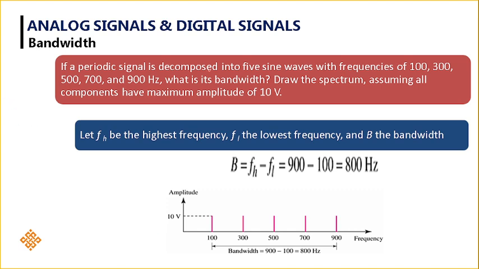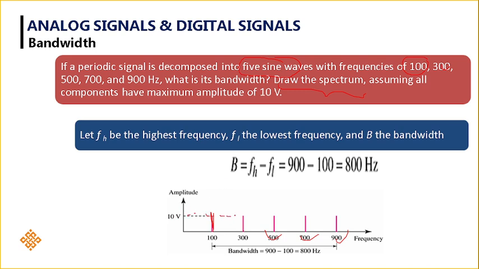If a periodic signal is decomposed into 5 sine waves, it's just telling us there is one composite signal which consists of 5 sine waves, and it has given the frequencies of each sine wave. The first frequency is 100, the second one is 300, the third frequency is 500, 700 and 900. What is its bandwidth? It also says to draw the spectrum assuming all the components have a maximum amplitude of 10 volts. Here you can see 10 volts.